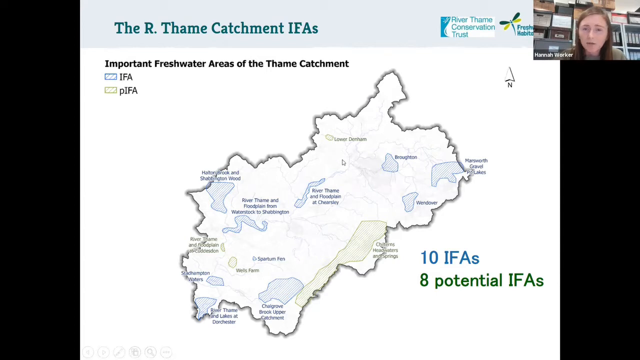Particular standouts were, hopefully you can see my mouse here as I'm indicating on the screen, areas of big floodplain along the main river. Over here you have those gravel pit lakes. Down here you have chalk streams, Spartum Fen, again big floodplain areas. Broughton had quite a high density of ponds. And Shabbington Wood, so woodland with a high density of ponds as well, and also quite a clean stream because it's draining from that surrounding woodland.